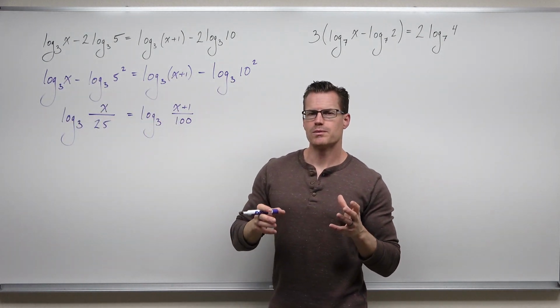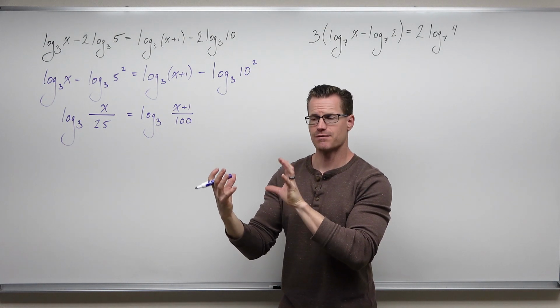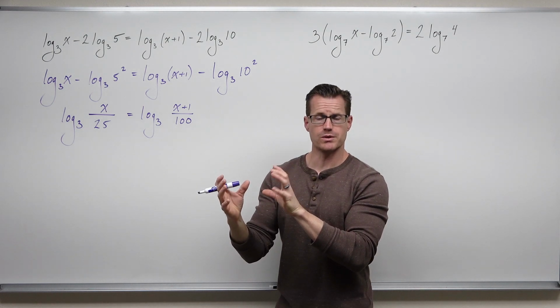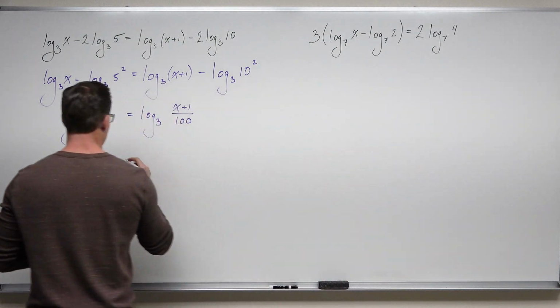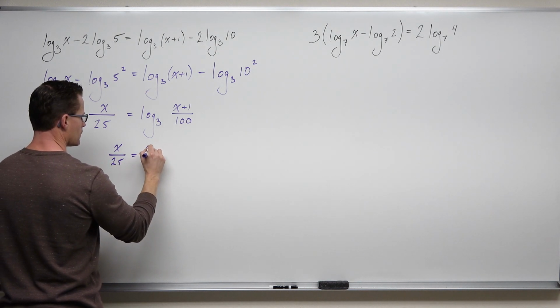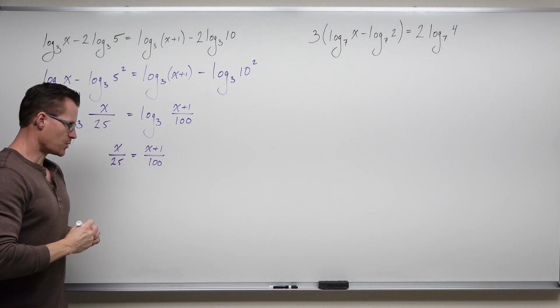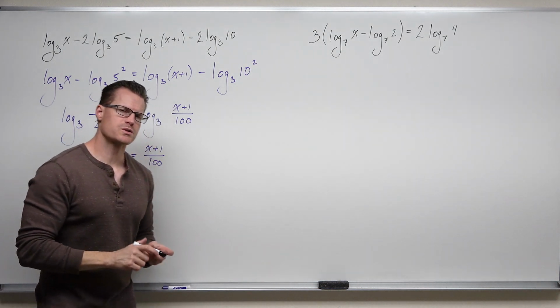Now we're ready. When we see these logarithms equal, same base, we know that the only way this happens is if the arguments of the logarithms are also equal. So we set them equal. We get another proportion, and we're still going to cross multiply.